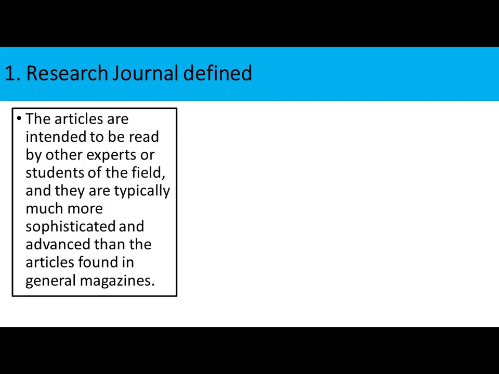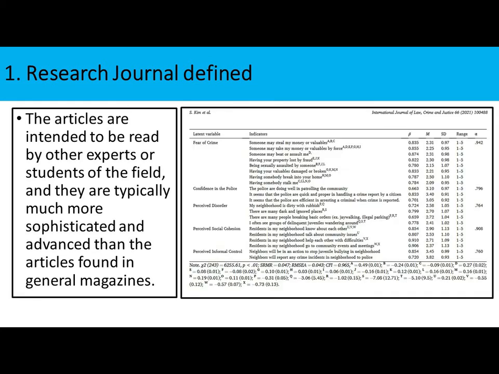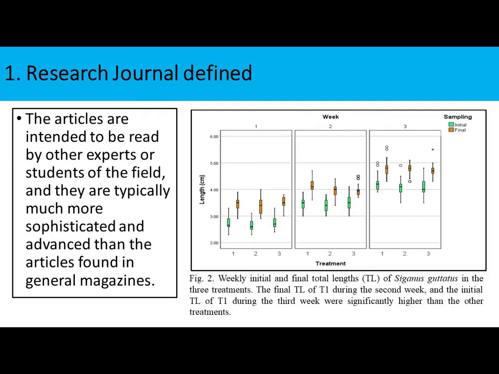The articles published in journals are intended to be read by other experts or students of the field, and they are typically much more sophisticated and advanced than the articles found in general magazines. For example, scientific journals contain information in tabular form and also in graphical forms.